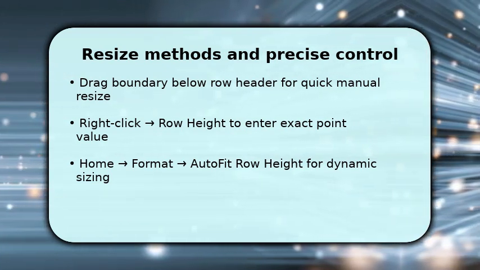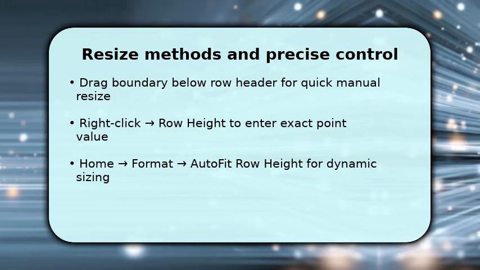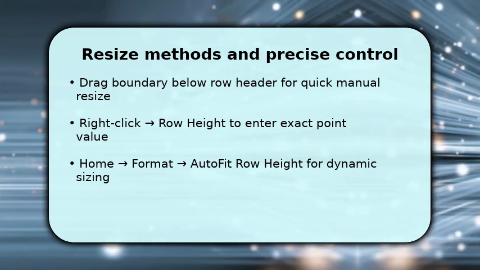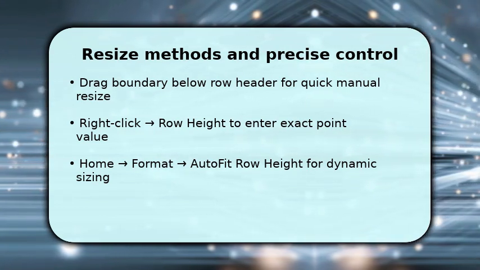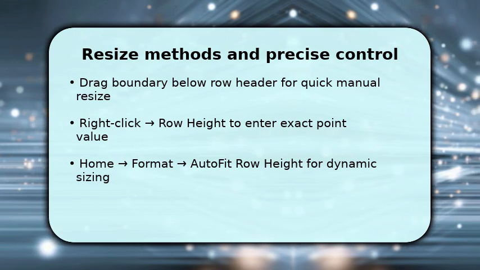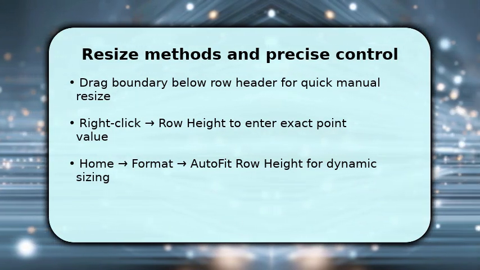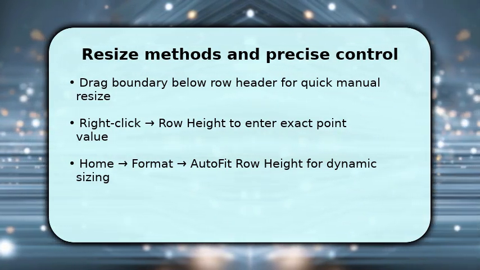Press Enter. For automatic fit, go to Home, then Format, then AutoFit Row Height, and Excel adjusts to wrapped text. Once done, compare neighboring rows. Consistent fonts or cell padding may require repeating adjustments for uniform appearance across the sheet.